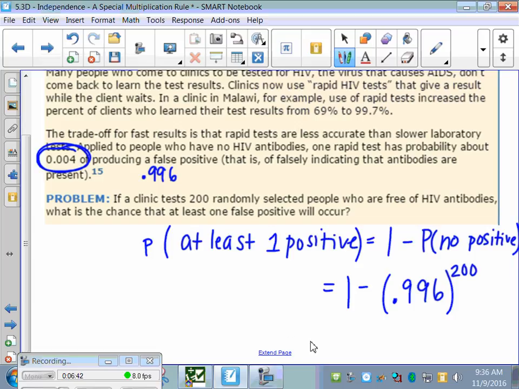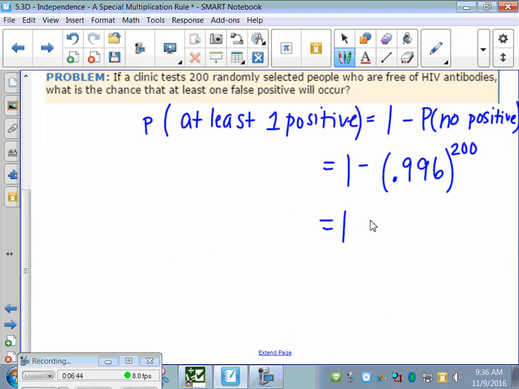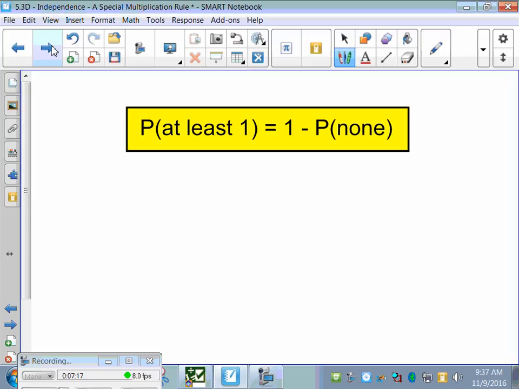So we do that and we get 1 minus 0.4486, which gives us 0.551. So there's actually a 55% chance that we're going to get at least one false positive when 200 people come in that don't have HIV. So that's actually pretty good chances, which is kind of sad, but that's because of the error that can happen, okay? So anytime you guys are doing at least one, it's easier to do 1 minus the probability of none.